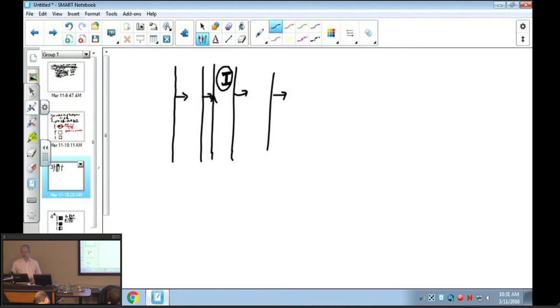So when the secondary is on the left, the B field is coming out, and when the secondary is on the right, the B field is going in. But it's much stronger close to the primary. Okay, good. So which way is the current flowing in the secondary?